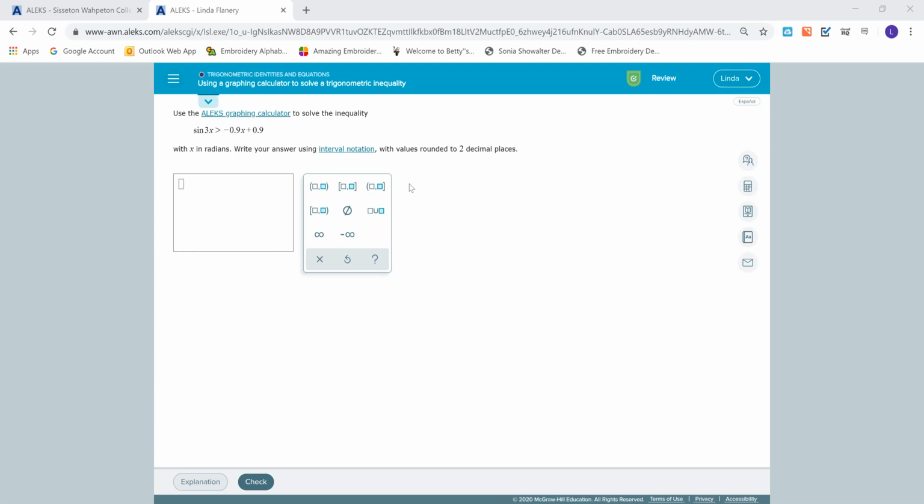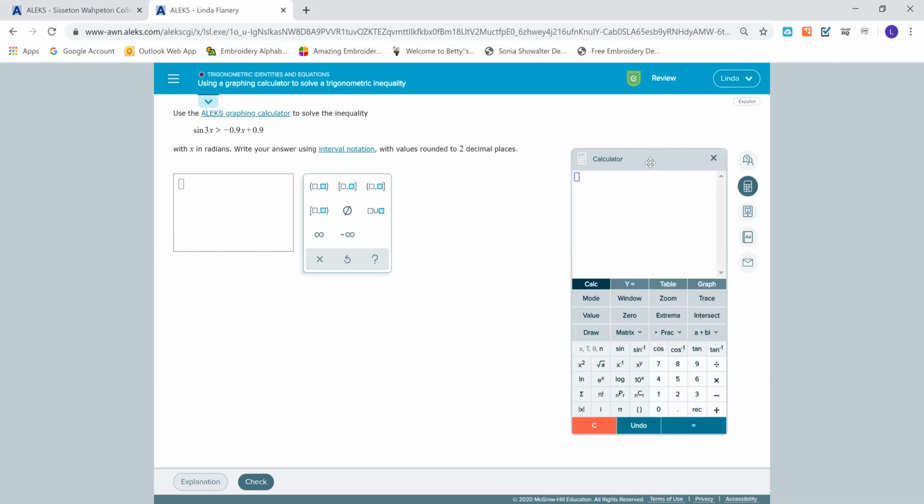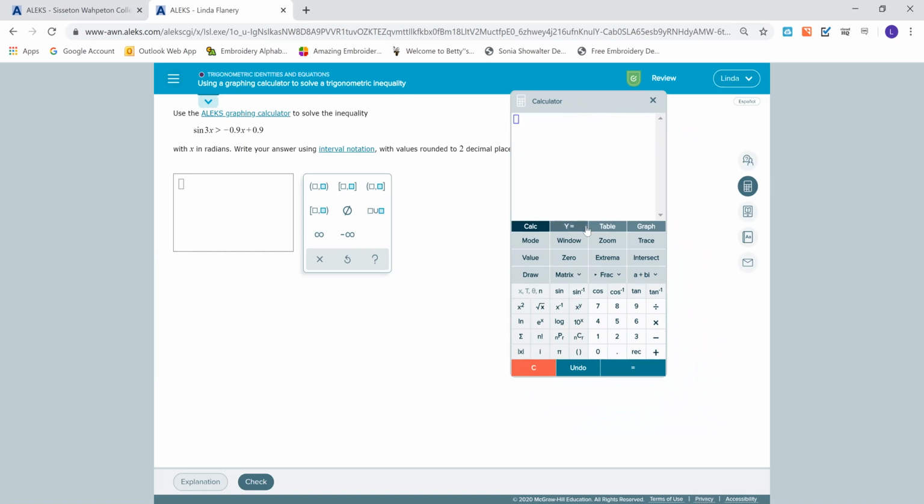Using the graphing calculator to solve your trigonometric inequality. On the graphing calculator over here, if I click on that, you are going to use the y equals. And basically what you're going to do is graph each side of your inequality. So I'm going to do y equals. And for y1, I'm going to check that box and I'm going to type in the sine of 3x.